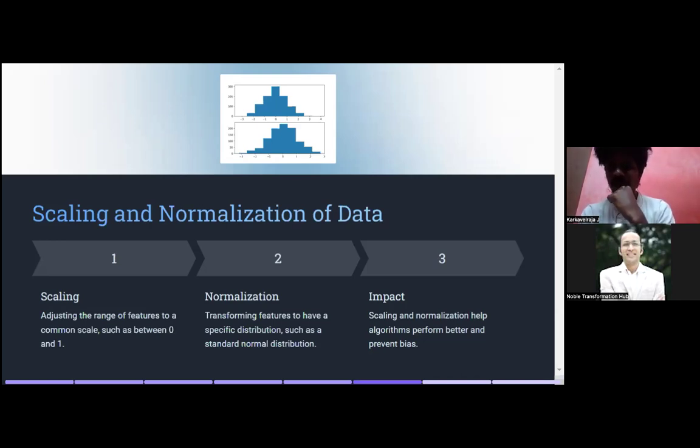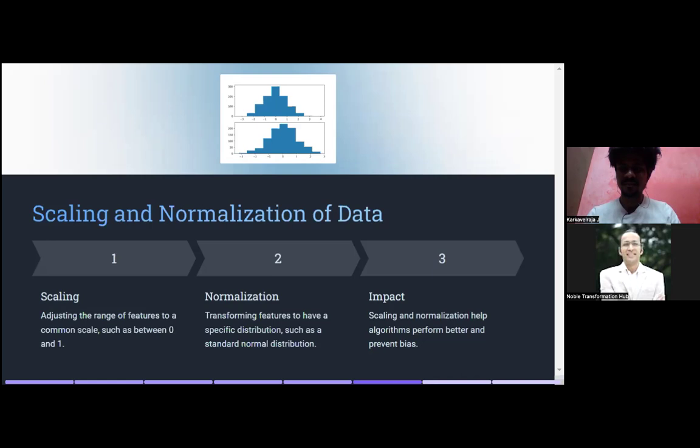Okay, so yes sir, over to you. Is there anything that you need to add for this? Yeah, so again, guys, scaling and normalization of data is very important. We have to do scaling, which means adjusting the range of features. You would be having a scale at your home, you've used it, right? In the same sense, we have to bring data to the same scale so that we can measure it properly, on a common scale such as 0 and 1.